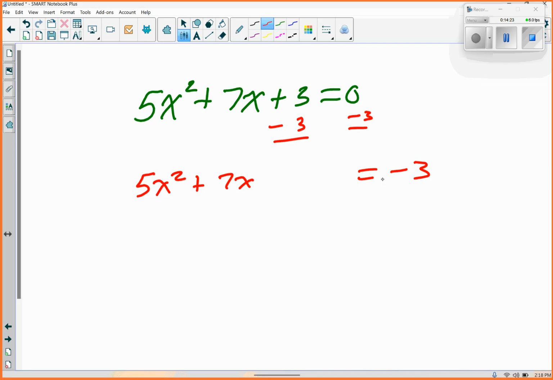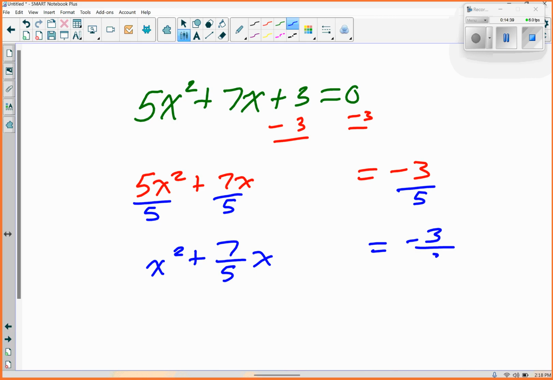Now, whatever is in front of the x squared, you don't want to have a number in front of it other than 1. So I'm going to divide everything by 5. And that's going to give me this. You see what I'm doing? Because I want it in front of this. Technically, there's a 1 right here in front of this x squared, right? That's what you want. Okay?